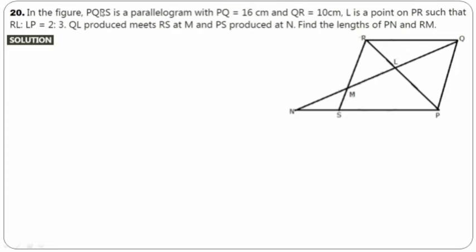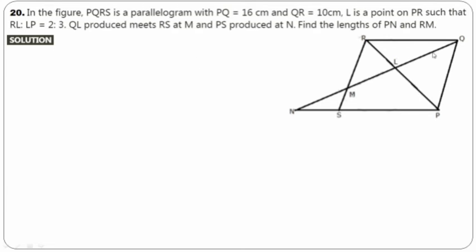So in the figure PQRS, you see PQRS is a parallelogram with PQ, PQ is this one, 16 centimeter, QR 10 centimeter. So this is 16 and this is 10 centimeter. Now L is a point on PR, so PR is a diagonal, so L is a point on the diagonal such that RL is to LP, that is this is to this, is given to be 2:3.